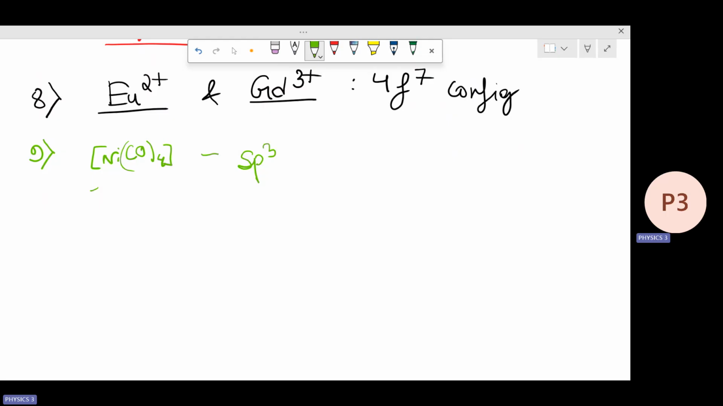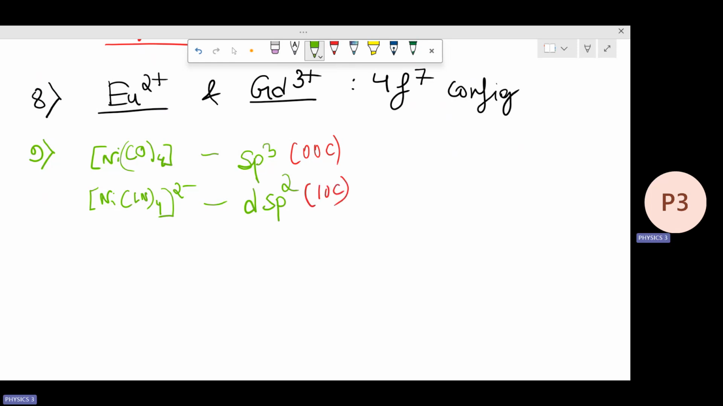Coming for the next one, the scenario changes as soon as you give [Ni(CN)4]2-. This will not be an outer orbital complex. Sorry, this will be an inner orbital complex. Hence, it will give us dsp2. So this one is an outer orbital complex, and this is an inner orbital complex.